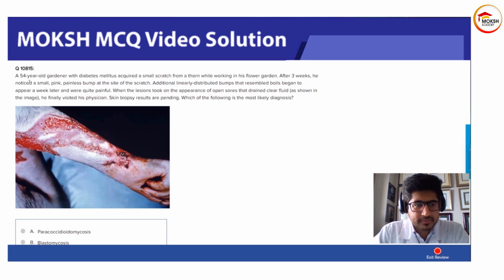All right. So when we come to the beginning of the question, we have a 54-year-old gardener with diabetes. So diabetes increases the risk of sporotrichosis. And now they give a typical history of a small scratch from a thorn while working in a flower garden. So they again give us a typical case history that he was in the garden and he had a scratch from a flower thorn or something. So it's usually present on the plants, the spores of sporotrichosis. Okay. And now he has a small painless pink bump, which was followed by linearly distributed bumps that resembled boils.